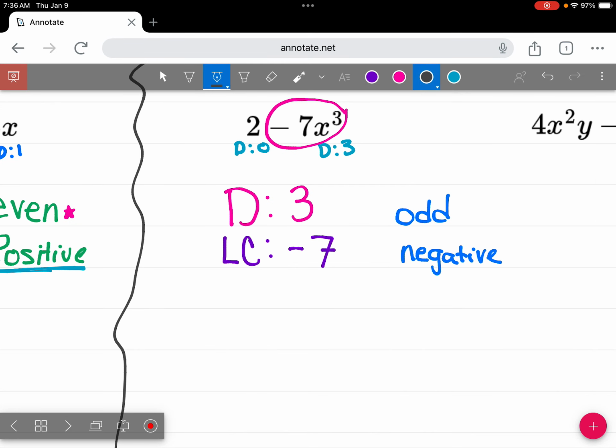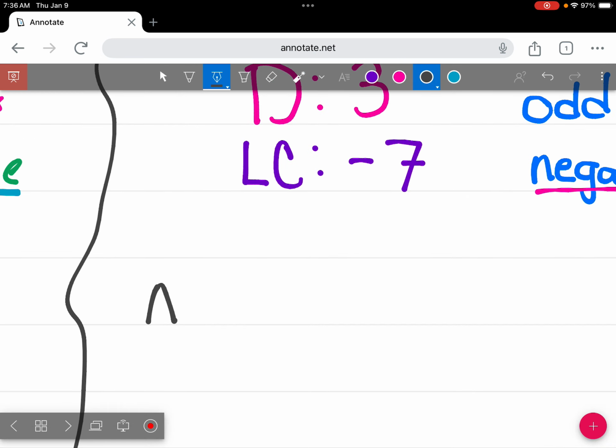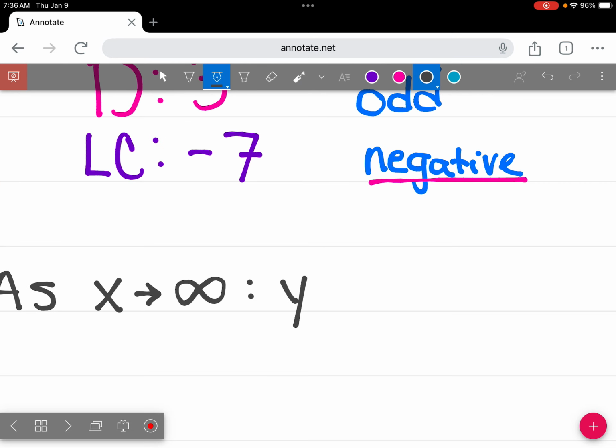So we can tell our end behavior here now. It's odd and it's negative. That means I know as it goes to the right, it's going to be negative. That's what that tells us. So as x goes to the right and approaches positive infinity, we know that our y is going to approach what? Negative infinity, yes.